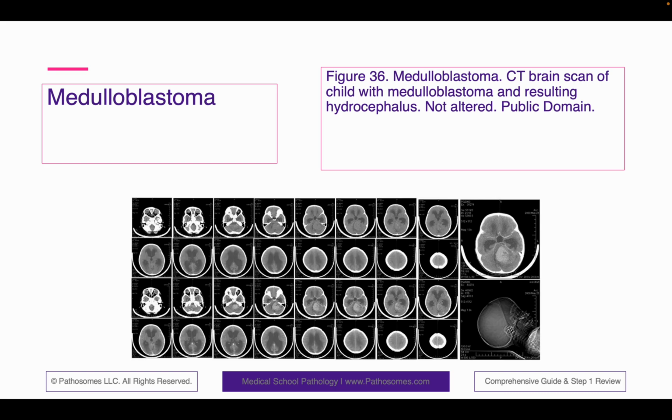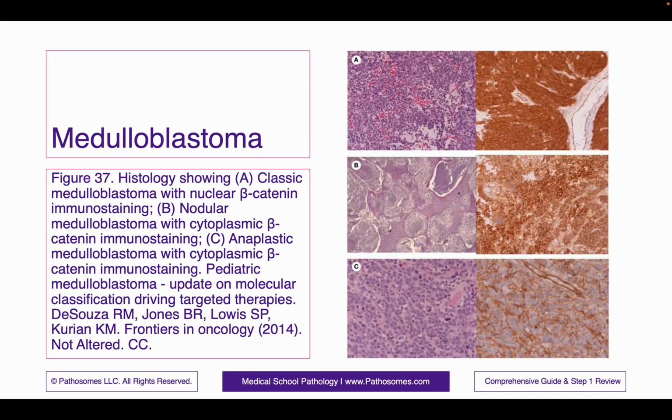And here we have a figure that shows various images of medulloblastoma. It's a CT brain scan of a child with medulloblastoma and the resulting hydrocephalus. And here's some histology of a medulloblastoma, including immunohistochemistry staining with beta-catenin. Beta-catenin is used to stain medulloblastoma.